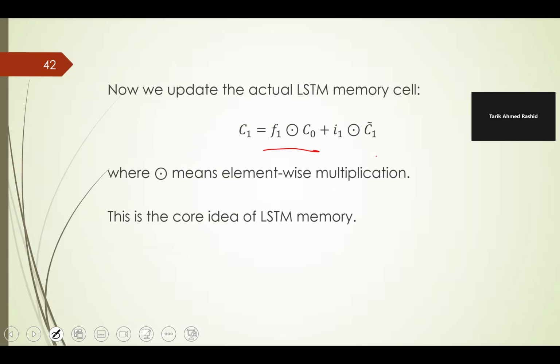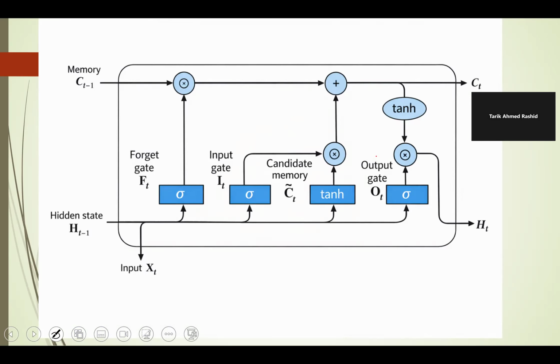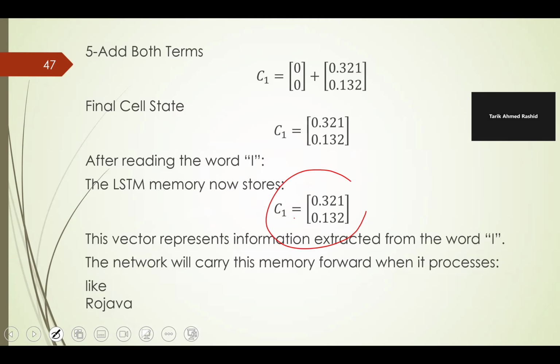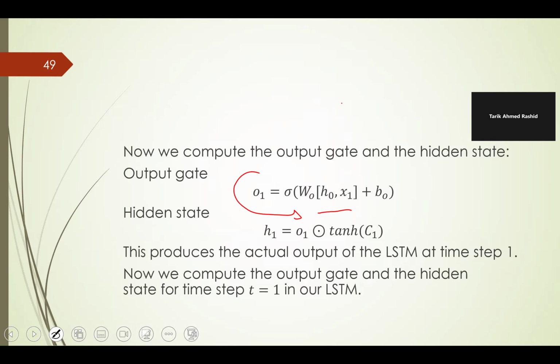Now, next we try to find the output. If I go back here, the output can be found by sigmoid of the weight matrix for the output, times the concatenated hidden state with the input, plus the bias of the output. That output will be plugged into this equation, multiplied by tanh of C1 that we found, and then we get the complete output. So it's simple. Let's do it. We are still in time.